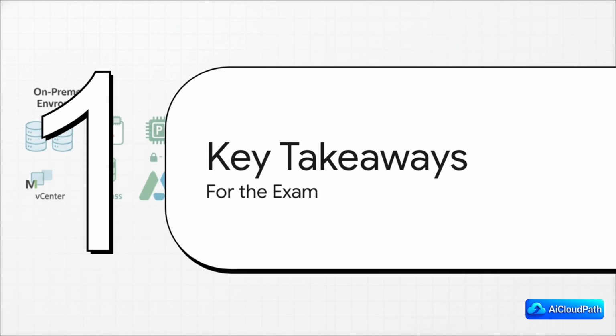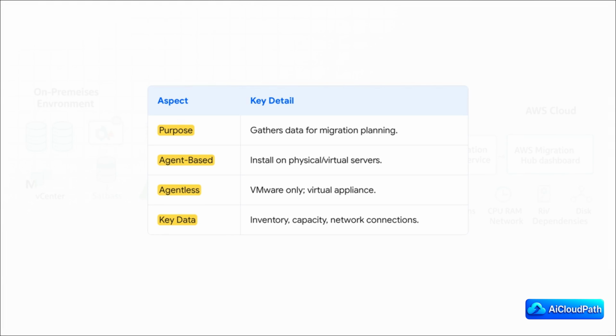Okay, now, for all of you out there studying for an AWS certification, listen up. Let's boil this down to the most important facts you absolutely have to remember about the Application Discovery Service, so pay close attention right here. You got to remember these 4 things. First, its purpose, just gathering data for migration planning. It's that simple. Second, the 2 methods. You got agent-based, which works for physical or virtual servers, and then you've got agentless, which is only for VMware. And finally, what's the key data it collects? Think inventory, performance stats, and especially those critical network connections for dependency mapping.